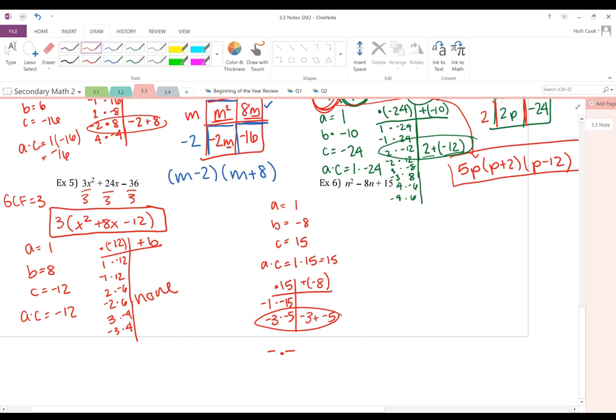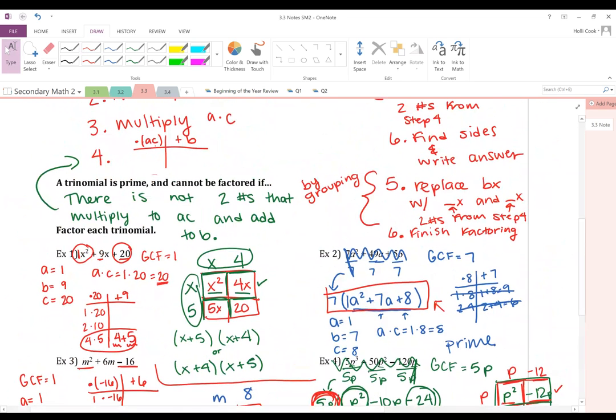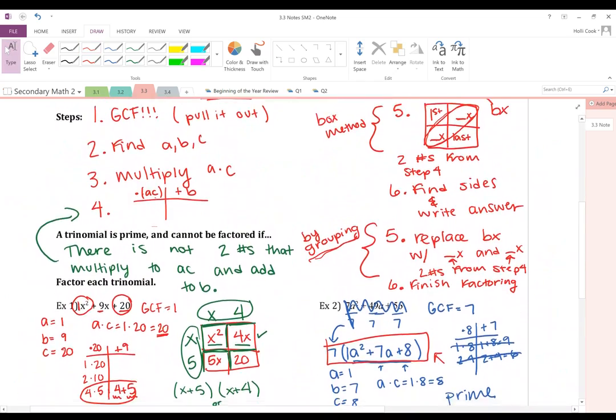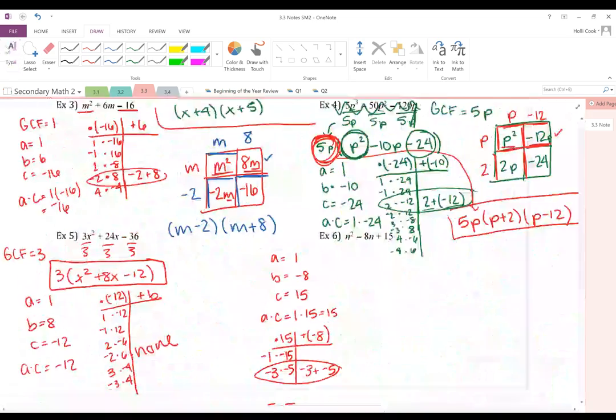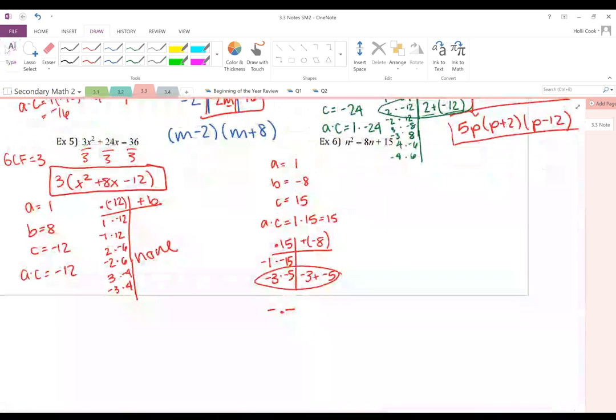Now this one I'm going to do by grouping, just so that we can see at least one example like that. However, if you do the box on your own, you should end up with the same answer and you can still check it. Okay, so step 5 for grouping is to replace that bx with our new term. So we've got -3n and negative 5n plus 15. So those are just replacing our negative 8. Okay, then we're going to go through and make our groups.